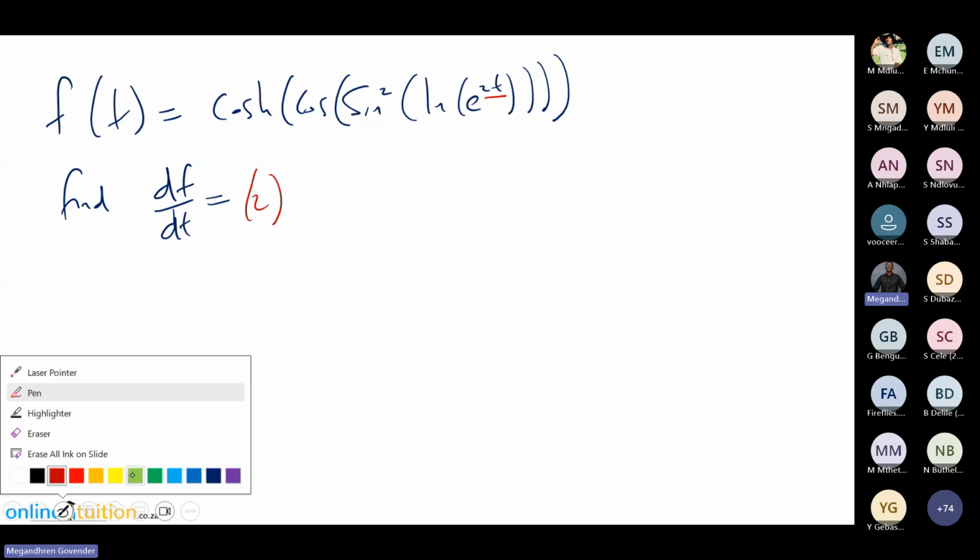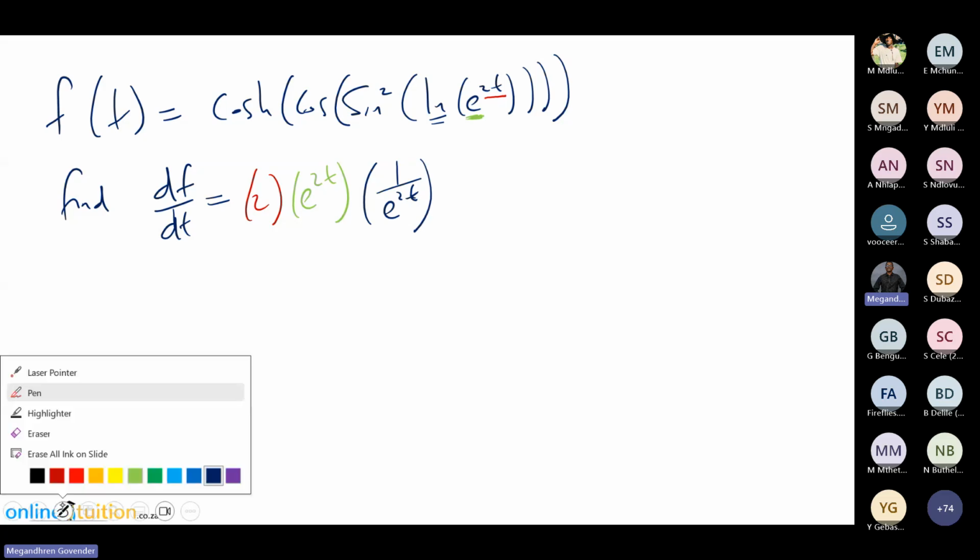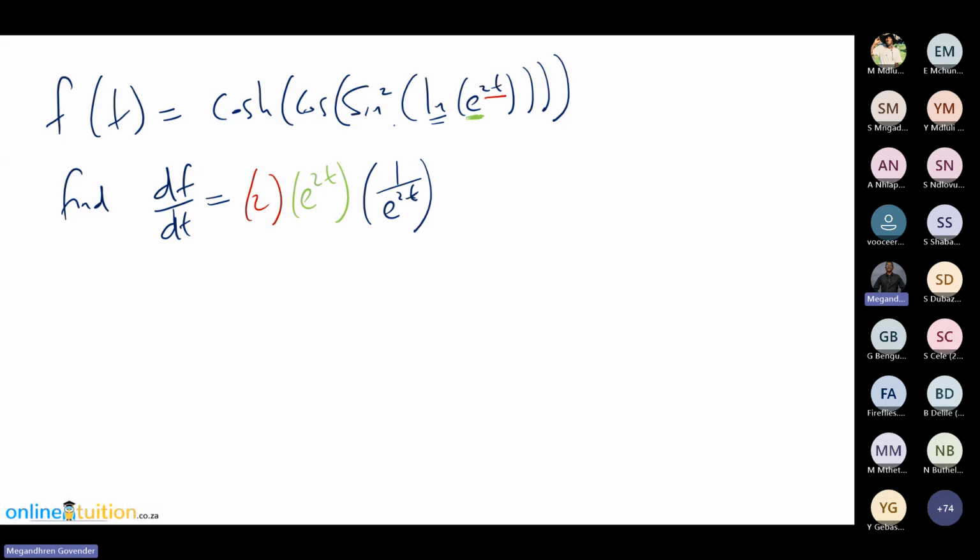Now, what is the derivative of e to the something? It's e to that thing. Then what is the derivative of ln of something? It's 1 over something. Right, it's 1 over e to the 2t. Right, now watch this one. You have to be careful here, because this sine squared, we deal with the sine first and then we square it. So what's the derivative of sine of something? Cos of something. Right, it's cos of ln of e to the 2t.